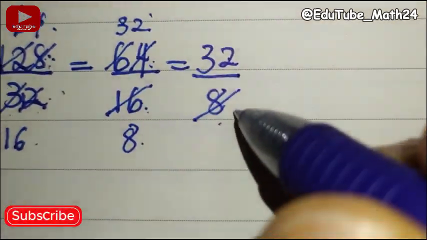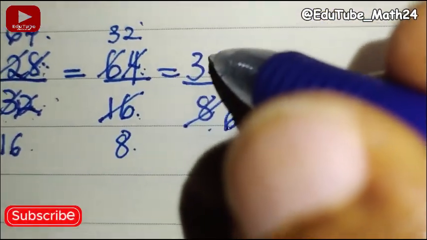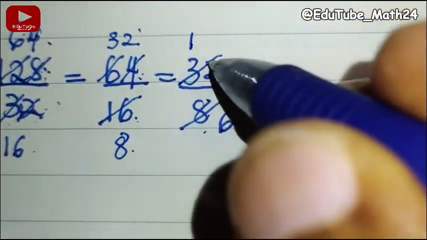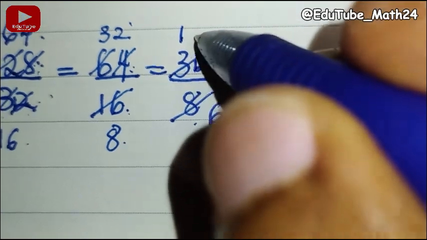So I will say 2 in 8, and that will give me 4. And then 2 in 32, I'll take it bit by bit. 2 in 3, that will give me 1, remainder 1. And then 2 in 12, that will give me 6.